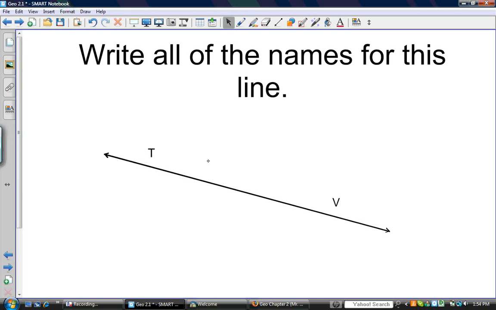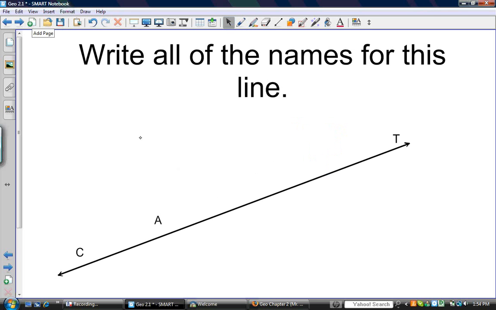Now, if we want to name a line, like this line here, there's two ways we can name it. This is line TV, and we have to show that it's a line going in both directions forever. So we make a line on top with an arrow on both ends. We could also name this line VT. These are both acceptable names for this line.